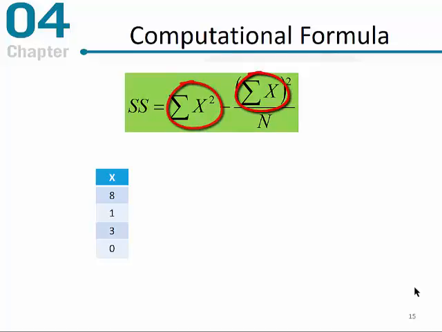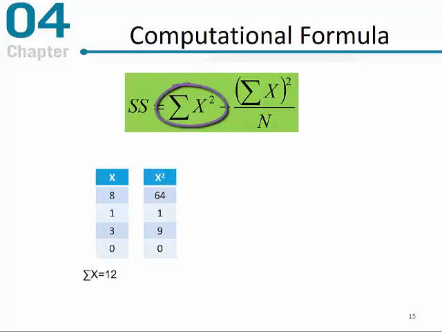So first off, the sum of x is just adding the values together. So we know the sum of x is 12. We know the number of people, we just have 4 people in here, so all we need to get is the sum of x squared. That just means we have to square each of the values. So 8 squared, 1 squared, 3 squared, and then add them up to get the sum of x squared, which is 74. And these are really the only two pieces of information that we need in addition to the number of people.